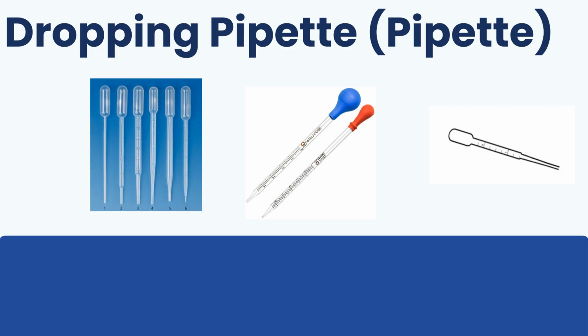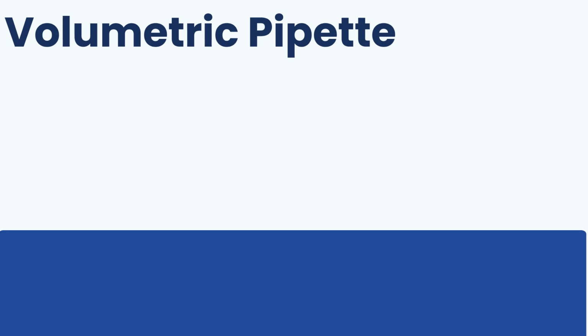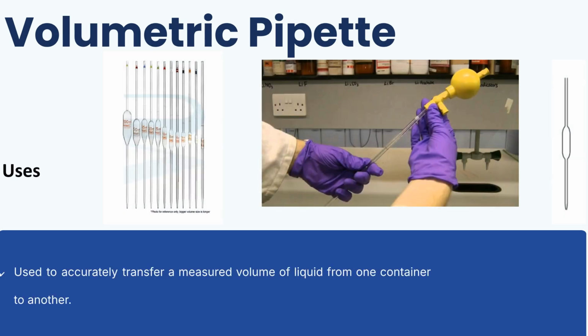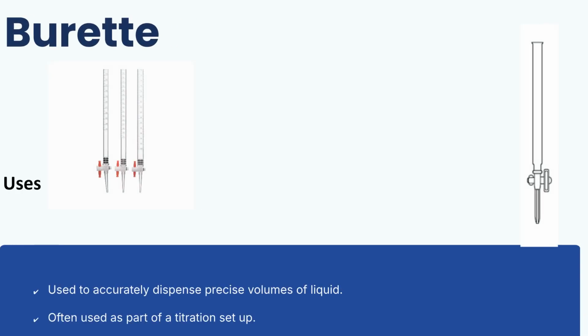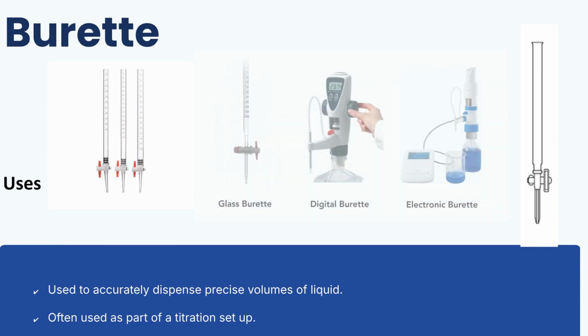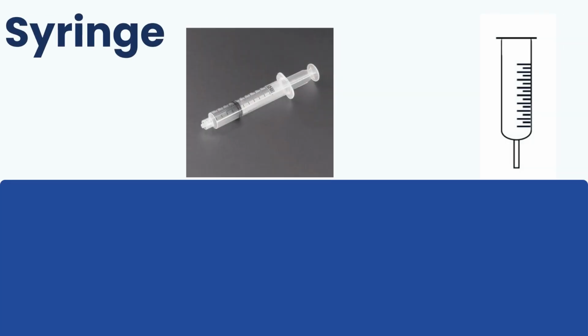A dropping pipette, or simply pipette, is used to transfer and dispense small volumes of liquid with precision. A volumetric pipette is used to accurately transfer a measured volume of liquid from one container to another. The burette is used to accurately dispense precise volumes of liquid and is often used as part of a titration setup. Different types include glass, digital, and electronic burettes. A syringe is another tool used for measuring and transferring precise volumes of liquid.